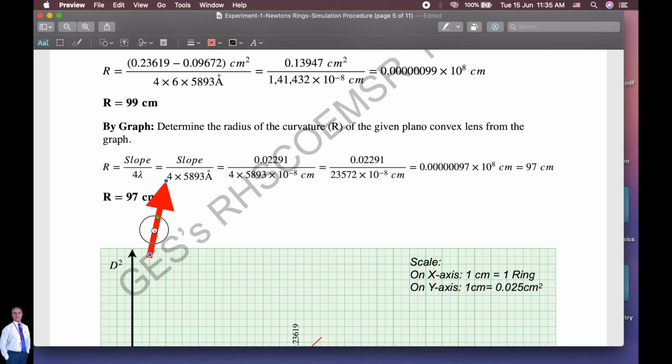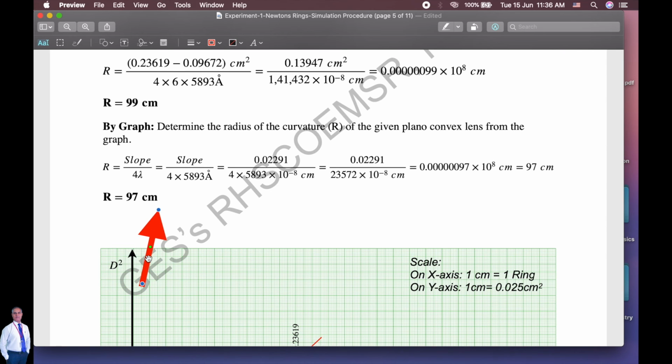For the sodium light, it is given 5893 angstrom unit is the lambda, that is the wavelength of yellow light, and the slope I have calculated here from the graph. Just putting these values, I got the answer 97 centimeter. So from calculation 99 centimeter and from graph 97 centimeter. This is the radius of plano convex lens.